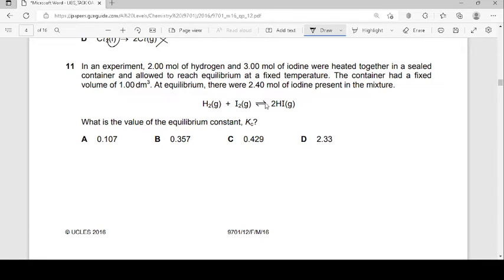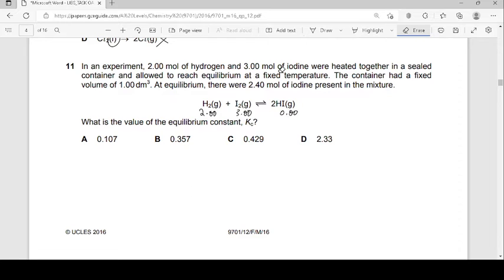Anyways, in an experiment, 2 moles of hydrogen and 3 moles of iodine were heated together in a sealed container and allowed to reach equilibrium at a fixed temperature. The container had a fixed volume of 1 decimeter cubed. At equilibrium, there were 2.4 moles of iodine present in the mixture. Alright, so let's write this down. You can make a proper ICE table, but this is paper 1. I'm just going to write it as 2.00, 3.00, 0.00, that's all.